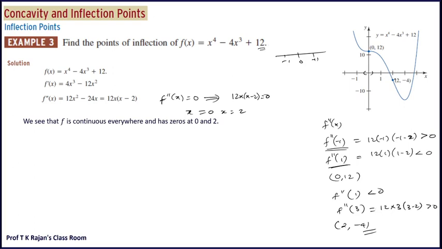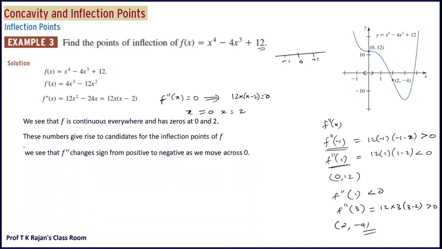Even from the graph also you will get the same thing, because to the right it is concave upward, to the left it is concave downward. So at this point the curve changes its concavity, and hence (2, -4) is the point of inflection. So this is how we find the points of inflection.